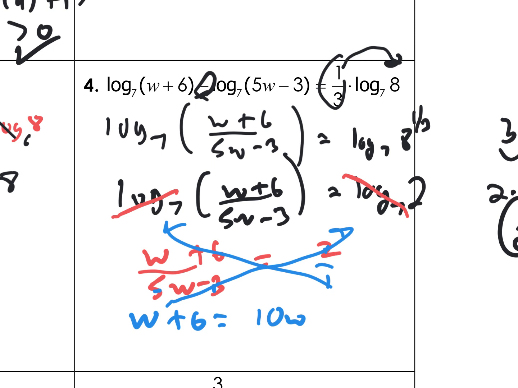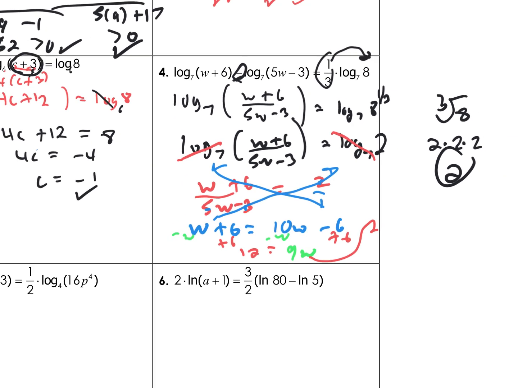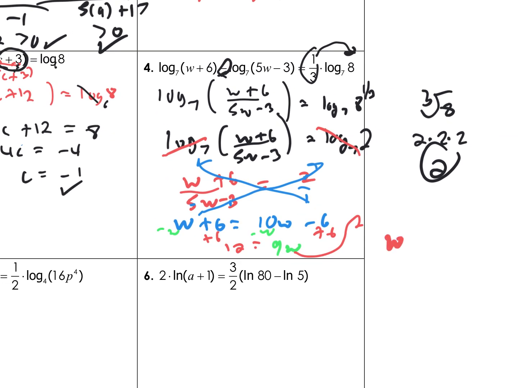10w minus 6. Finish solving it. Just a linear equation. I'm going to subtract W here, subtract W here, it gives me 9W. Let me add 6 here, add 6 here, that gives me a 12. 12 is 9W. Therefore, W must be equal to 12 over 9. That reduces to 4 thirds.